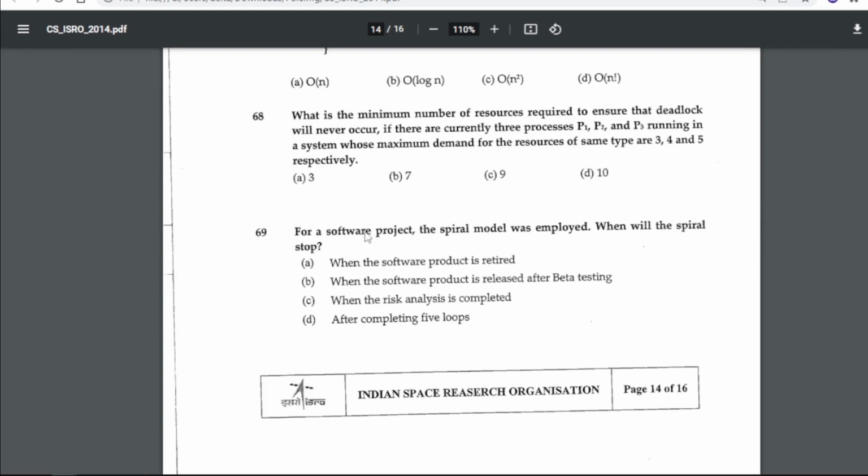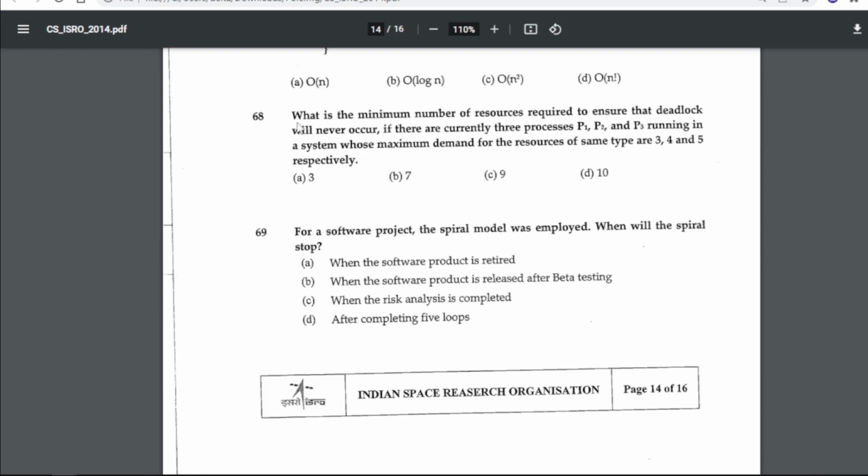68. What is the minimum number of resources required to ensure that deadlock will never occur if there are currently three processes P1, P2 and P3 running in a system whose maximum demands for the resource of the same type are 3, 4 and 5 respectively? So if you solve this 68, you will get the answer as 10 here, right?